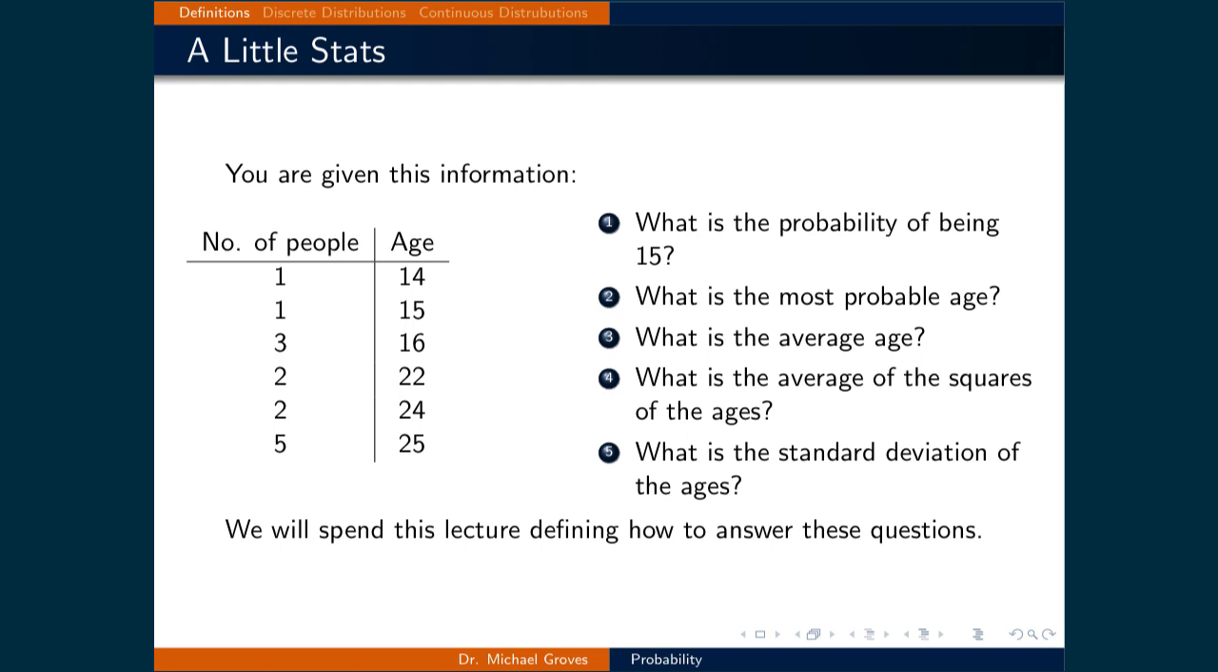The answers to some of these questions are pretty evident. The probability of being 15 is 1 over 14, and the most probable age is 25. We will spend this lecture defining how to answer these questions.